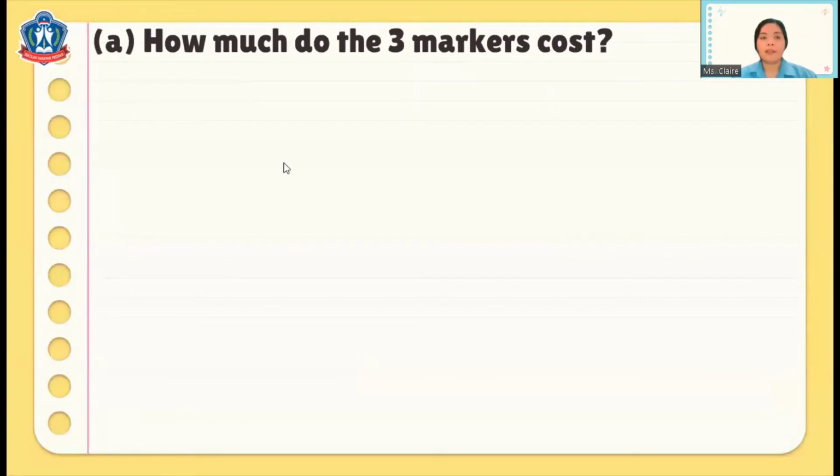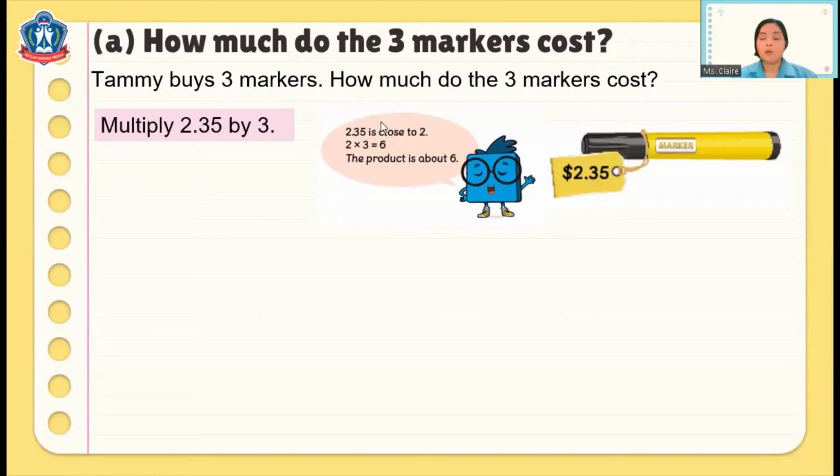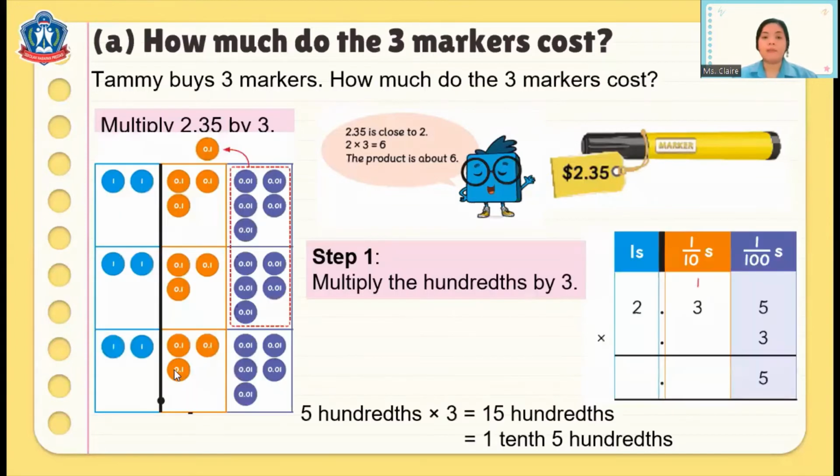Okay, I have here a problem. Tammy buys 3 markers. How much do the 3 markers cost? So 2.35 times 3. When we estimate, this is close to 2. So 2 times 3 is equal to 6. Therefore, our product is close to 6.